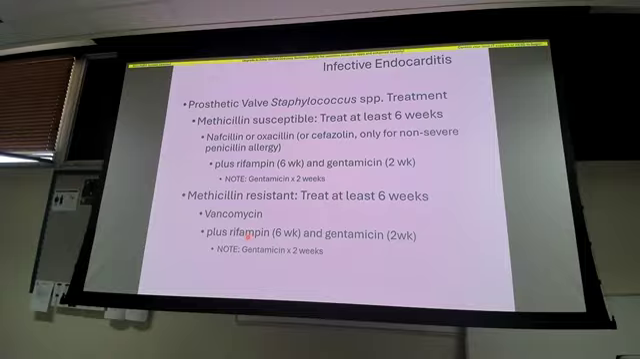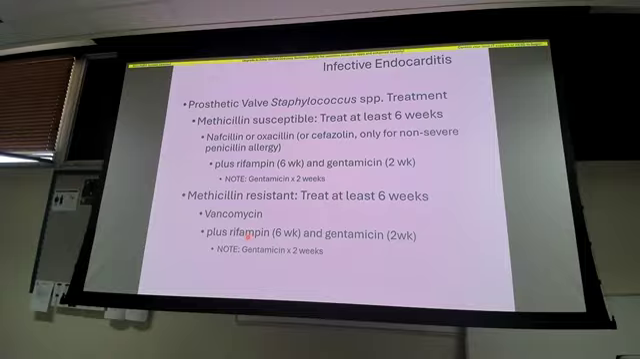Just to clarify again, ma'am, it's rifampin or gentamicin? That's what, yeah, but the duration is also different. 6 weeks for one, and then 2 weeks for the other one. The gent will drop off after the 2 weeks, okay?